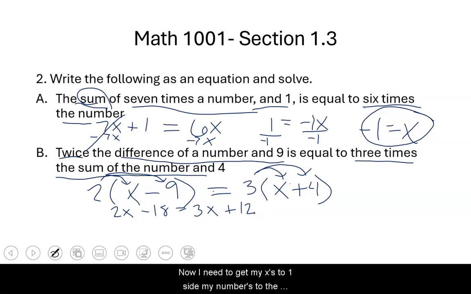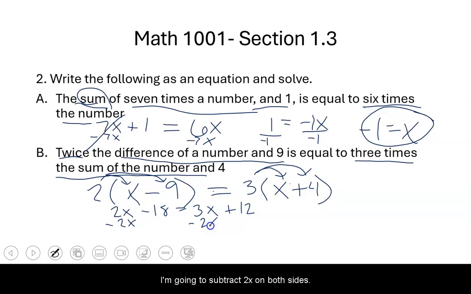Now I need to get my x's to one side, my numbers to the other. So I have a 2x on one side and a 3x on the other. If you always move the smaller x, you'll never have to deal with any negatives. So I'm going to move that 2x. We're crossing the equal, so do opposite. So I'm going to subtract 2x on both sides.